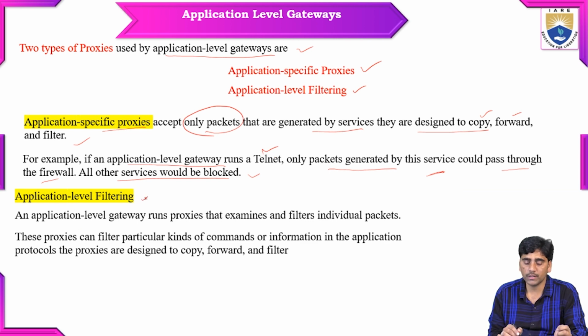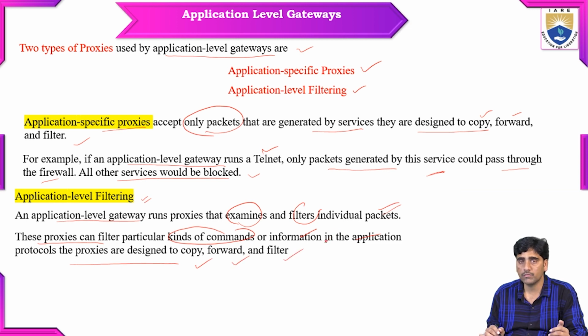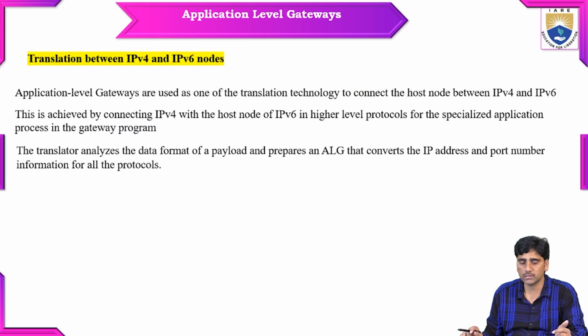And the second one is application level filtering. An application level gateway runs proxies that examine and filter individual packets. These proxies can filter particular kinds of commands or information in the application. So in the application protocols, the proxies are designed to copy, forward and filter. These are the two types of application proxies: application specific proxies and application level filtering proxies.